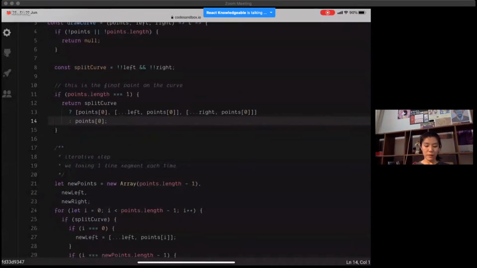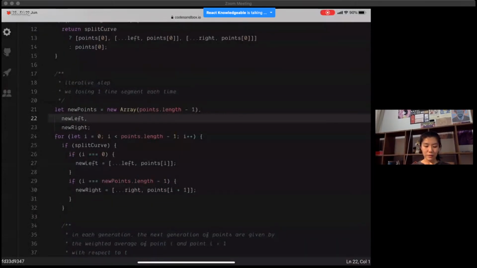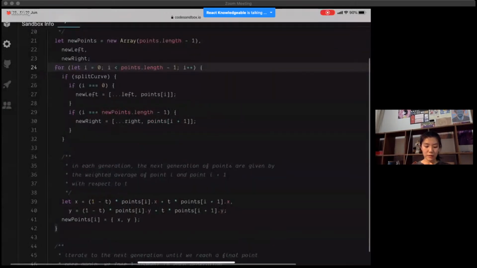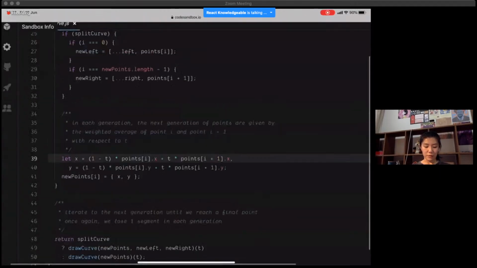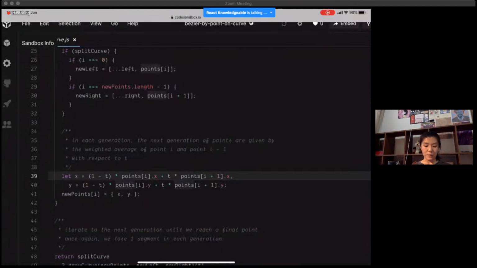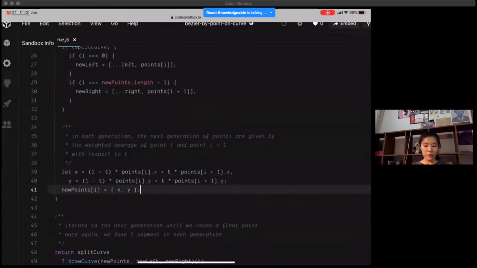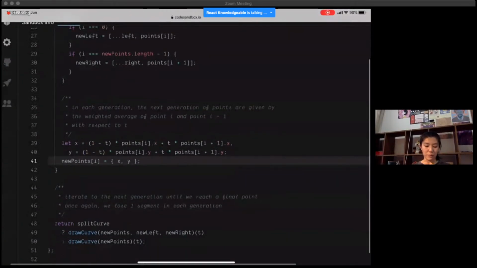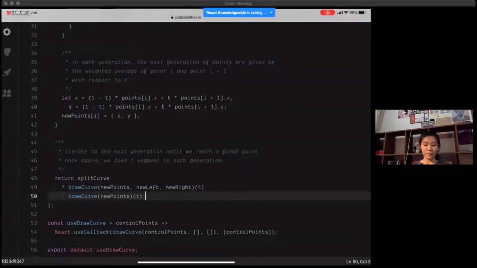And then otherwise, we're creating the new array. Let's ignore the left and right thing again. And in the loop, what we're doing is we're populating the next generation of points. And so this is the exact calculation from the pseudocode. And then I have my new points populated. And then I'm returning the recursive step that calls the new draw curve with new points and t. Okay. Do you think this will work?